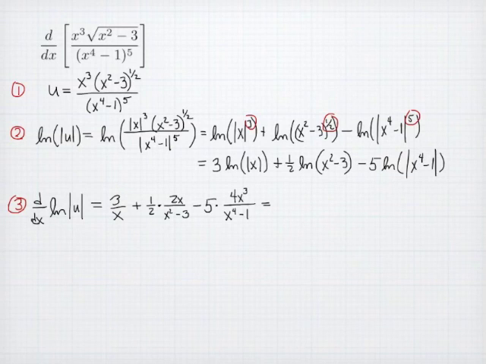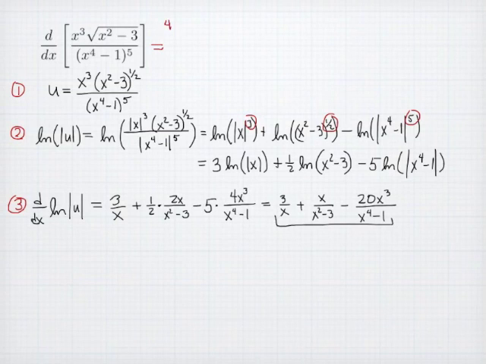So simplifying, we get 3 over x. The 2's cancel, so we get plus x over x squared minus 3, and finally, minus 20x cubed over x to the 4th minus 1. This is the derivative of the natural log of u. And so step 4 says our final answer is the original formula.